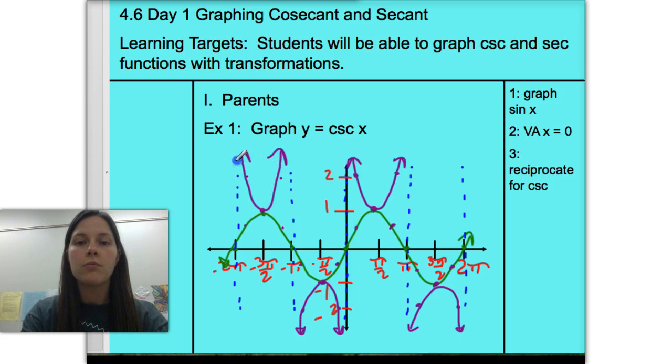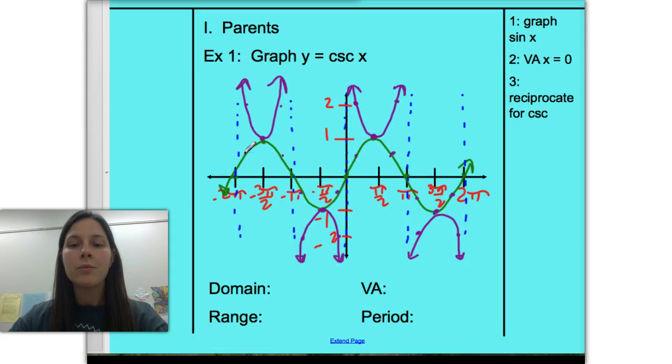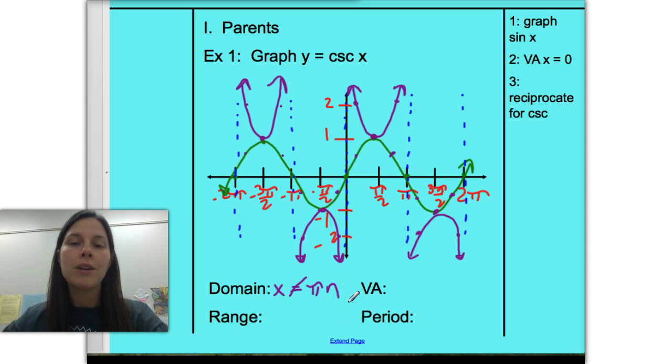Alright, so let's take a look at domain and range for the cosecant function. Domain, as you can see, we've got all of those vertical asymptotes over and over. The asymptotes occur at multiples of pi: 0, pi, 2 pi, 3 pi, -2 pi, -3 pi. So the domain is that x cannot equal any multiple of pi. And the way we represent that is by saying x cannot equal pi times n, where n is an integer.